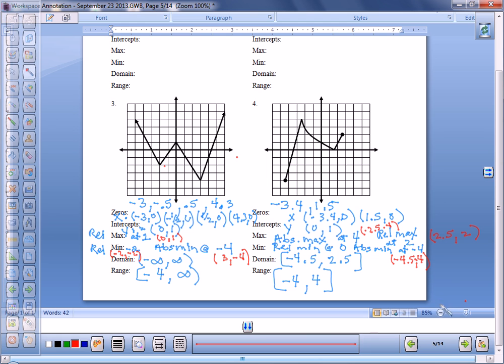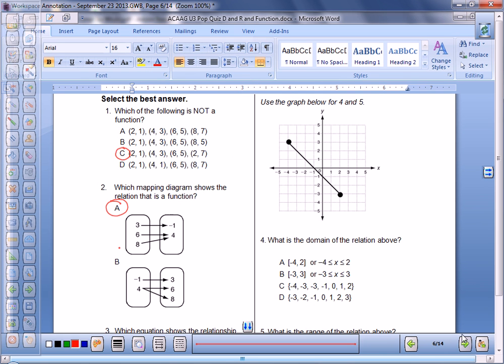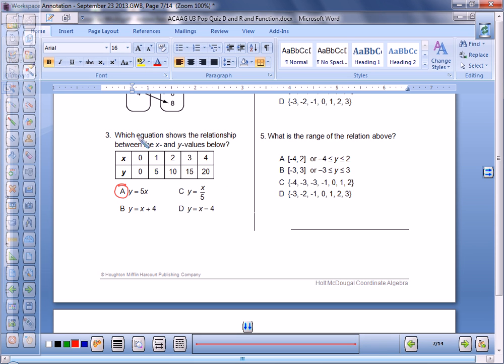Okay. On Friday, for those of you that were here, we took a quiz. Those of you that weren't here are excused from it because it's only a 5-point quiz. But let's go over these. Which of the following is not a function? It would be C, because 2 is paired with 1 and 2 is paired with 7. Number 2, which mapping shows the relation that is a function? It's A, because each input is only paired with 1 output, versus on B, 4 is paired with 6 and 8.